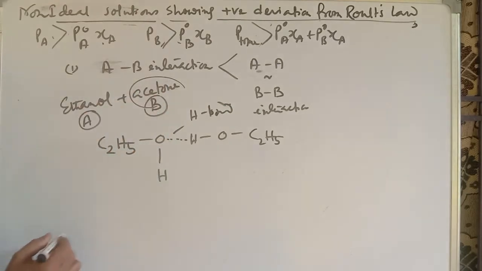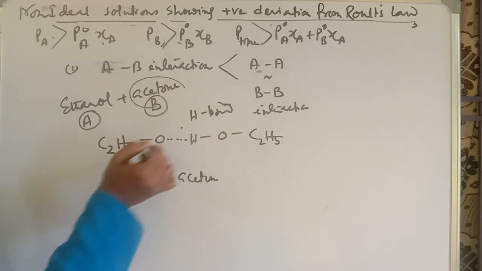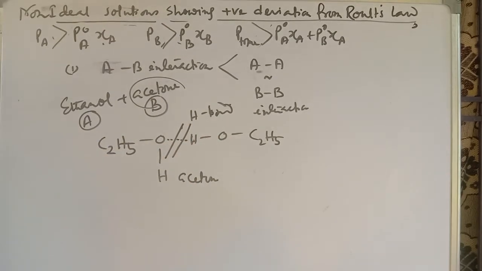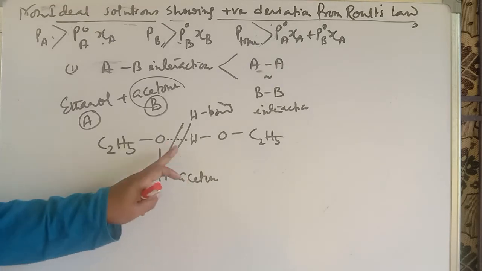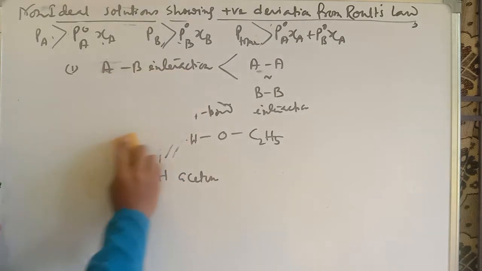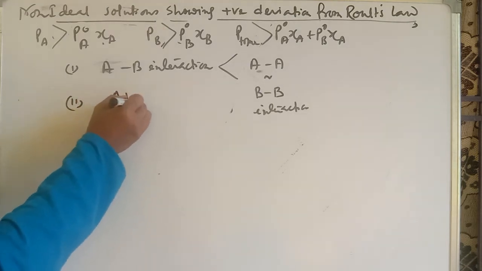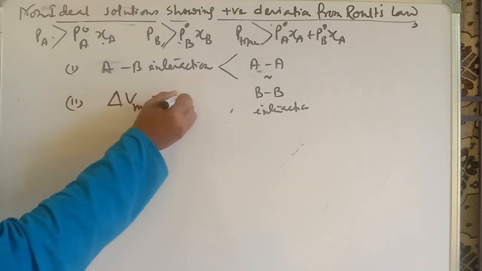Now when acetone is added to ethanol, the acetone will come in between these ethanol molecules and break the hydrogen bonds between them. So the A-B interaction becomes weaker because bonds are broken. Weaker means the molecules will escape easily, so vapor pressure will increase. That is positive deviation. So the example is ethanol plus acetone. Now there are more conditions. Two conditions: delta V mix equals positive.